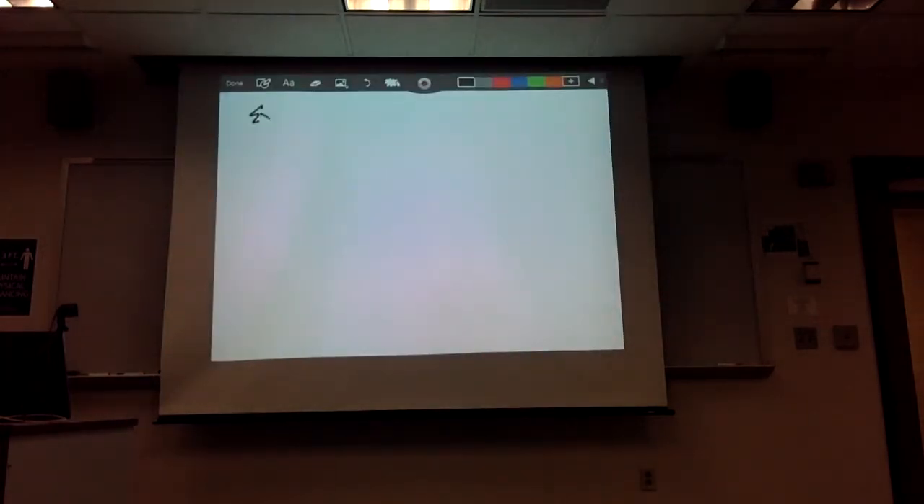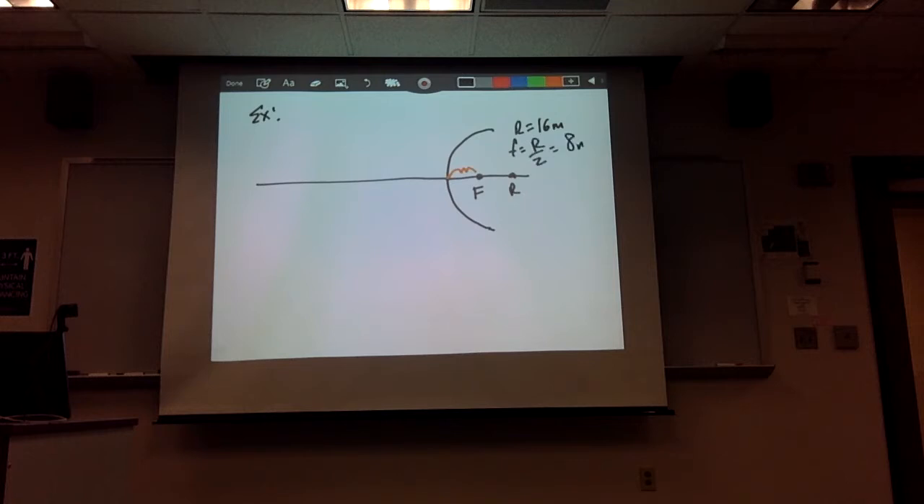So here's my example. In this case, we have a convex mirror, which means our mirror is going to do this. Here's our principal axis. Here, say, is my radius of curvature. Here is my focal point, which means this distance here is going to be my focal length. And again, what we're told is that the radius of curvature is 16 meters, which means our focal length is half of our radius of curvature, which is equal to 8 meters.